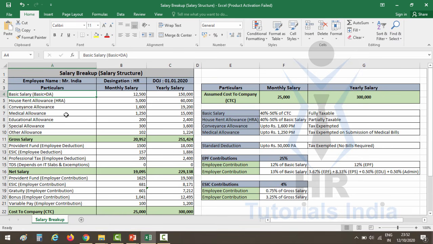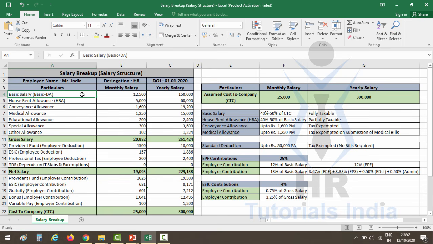I have taken a few salary breakups which are followed in most companies. Basic salary: in government companies it is calculated as basic salary and DA, but in most private companies basic plus DA combined together is called basic salary. Then comes HRA, house rent allowance. Then conveyance allowance, medical allowance, educational allowance, special allowance and other allowances.